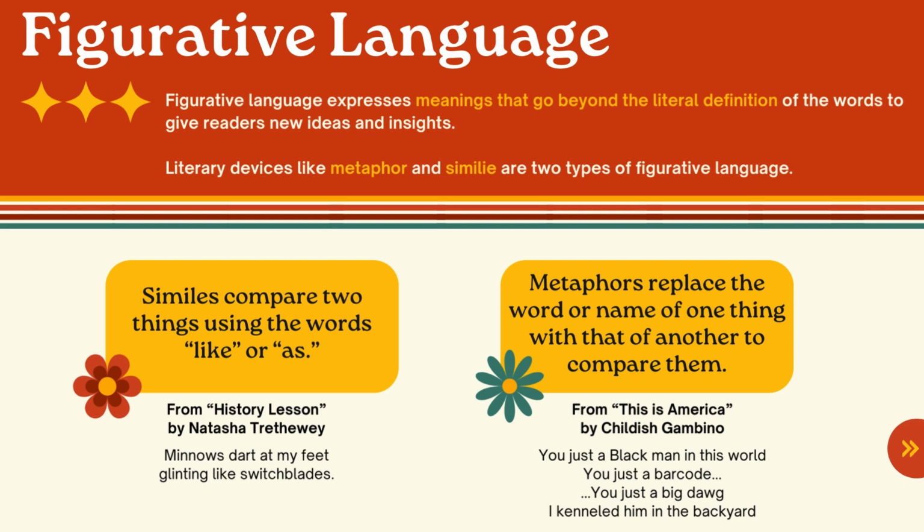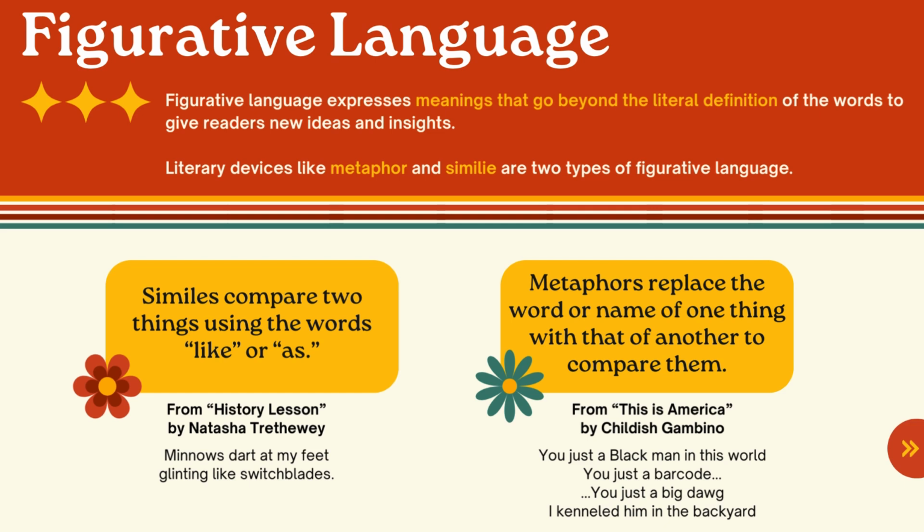In Natasha Trethewey's History Lesson, she writes, "Minnows dart at my feet, glinting like switchblades." Now, are the fish actually knives? No. But what she's implying here is that the minnows are going in and around her feet, just like the bright flashes of a switchblade. She's turning something that's really not that dangerous into something that could be.